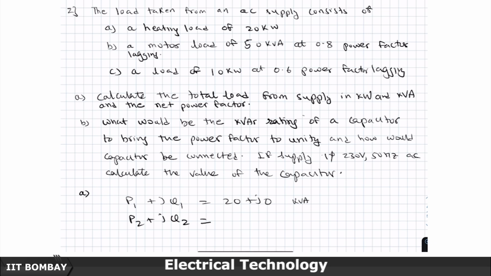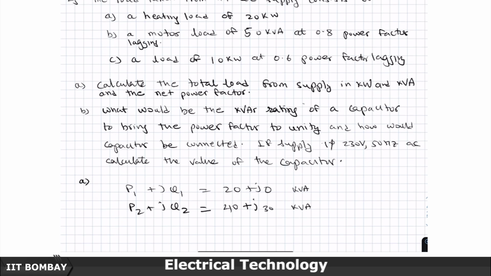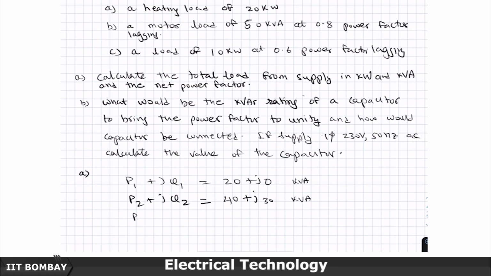So, P is going to be how much? Power factor is 0.8, S is how much? 50. So, 50 into 0.8, 40 kilowatts is the load active power, and if 0.8 is the cos phi, then sin phi is 0.6. So, S sin phi will be 50 times 0.6, which is the reactive power, which because it is lagging should be written as plus j, and so 50 into 0.6 will become 30. And a load of 10 kilowatt at 0.6 power factor.